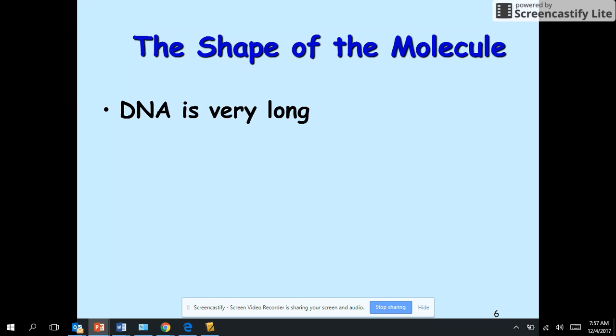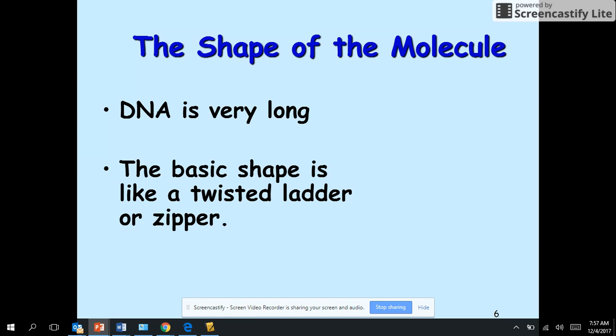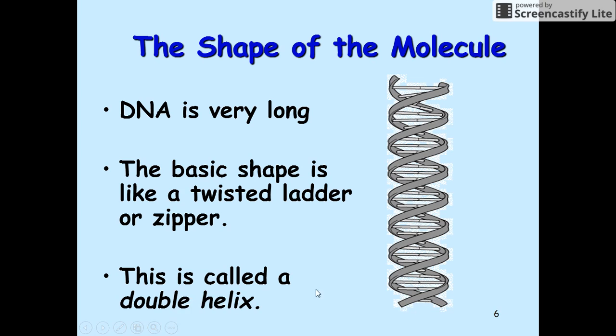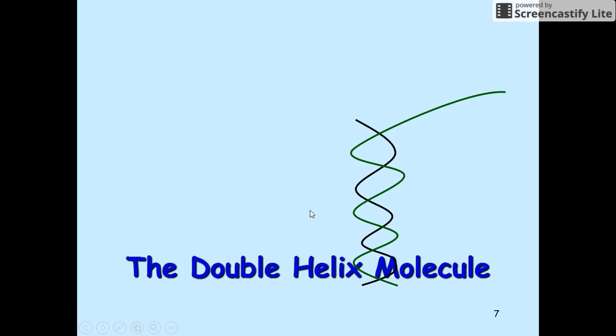Let's talk about the shape of DNA. Well, DNA is extremely long. In fact, if you take the DNA out of your cells, you'll be able to wrap it around the earth a few times. DNA, very, very small, but extremely long. The basic shape of DNA is like a twisted up ladder or a twisted zipper, and it is called a double helix. Double because there are two sides, and helix because it is twisted. So DNA is extremely long. It's called a double helix because it looks like a twisted ladder.